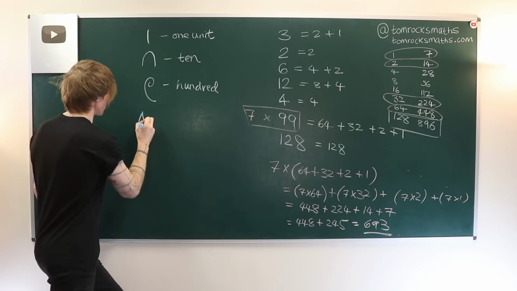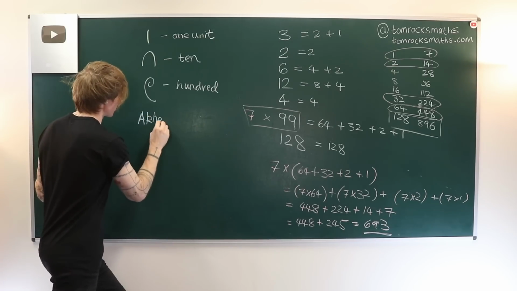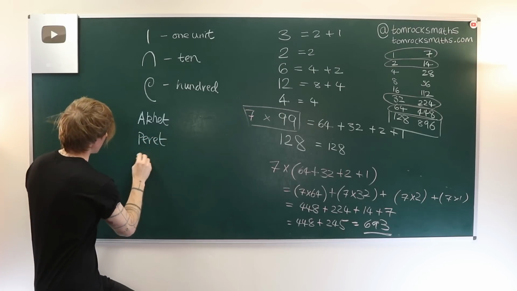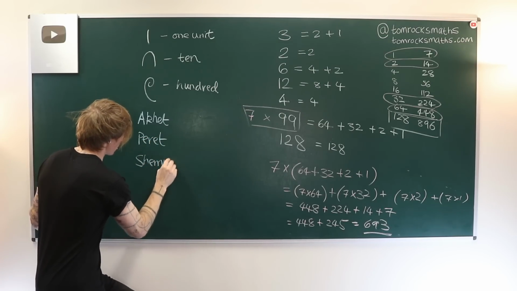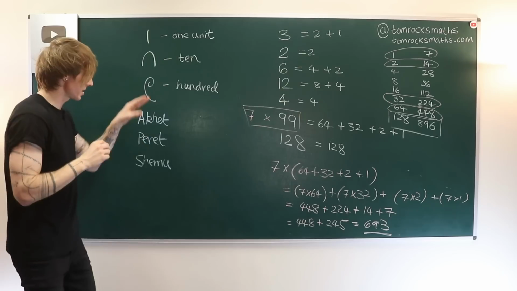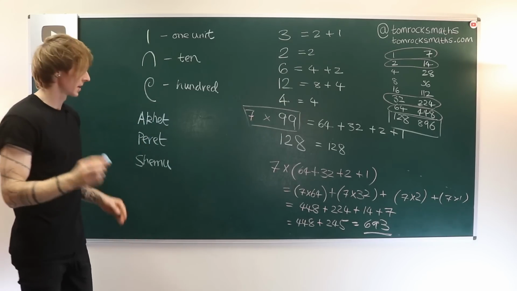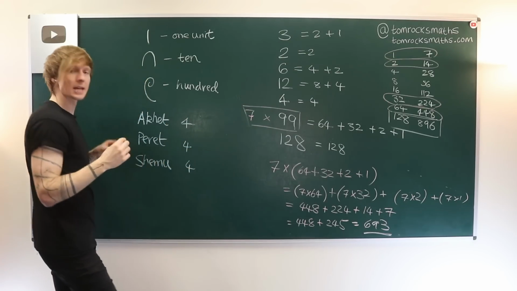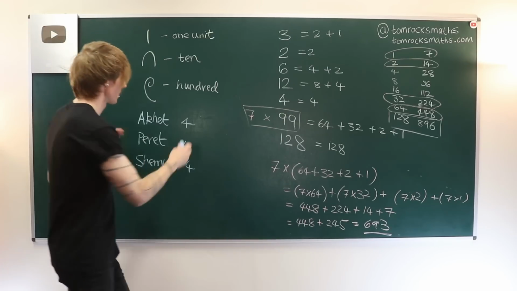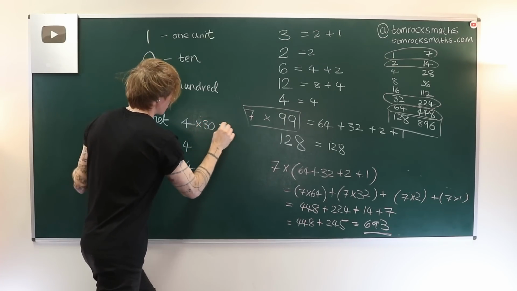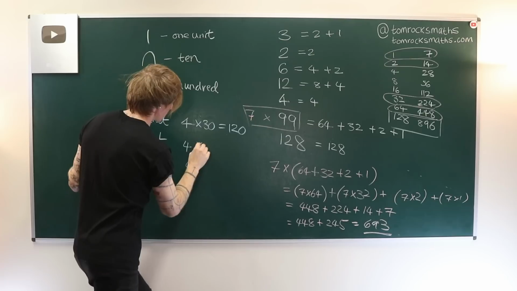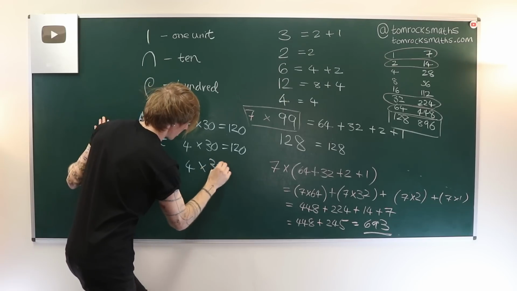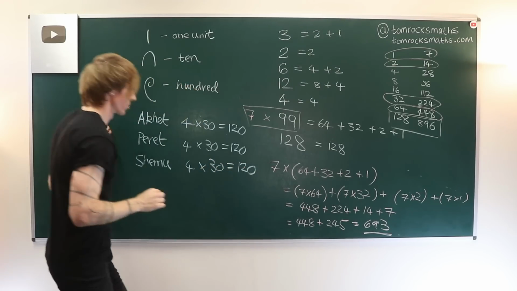We have Akhet, which is the season of flooding or the season of inundation. We have the season of growing, which is Peret, and then we have harvest, which is Shimu. Now, each of these consists of 4 months, and each month consists of 30 days. So that's 4 times 30, which is 120 days, 4 times 30, which is 120 days, and 4 times 30, which gives us another 120 days.